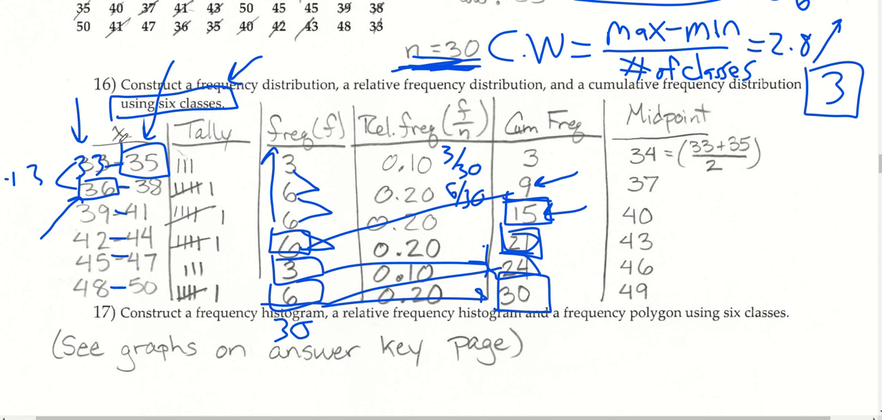To find the class midpoint, you simply take the lower limit plus the upper limit divided by 2. So 33 plus 35 divided by 2 would give us 34. For the next one, you would do 36 plus 38 divided by 2. That would give us 37. Alternatively, once you get that first class midpoint, you can once again add the class width to go down. So adding 3 is a faster way to get the rest of the midpoints once you have the first one.